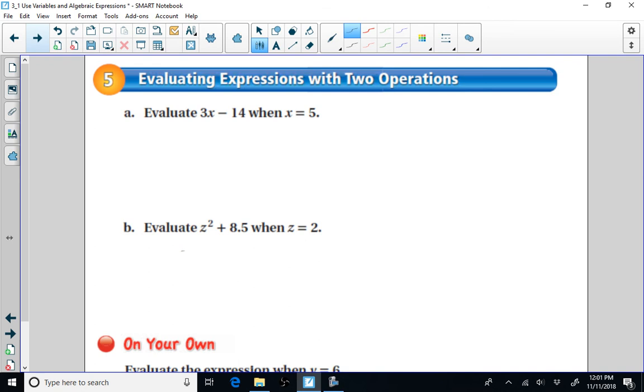If we want to evaluate expressions with two operations, let's take a look at this expression here. I would read this expression as 3 times a number x minus 14. And we want to replace x with 5. So 3 times a number x becomes 3 times 5. We put the 5 in parentheses because it's replacing the variable x. We take away 14. This becomes 3 times 5 is 15. Take away the 14, that's going to be 1.